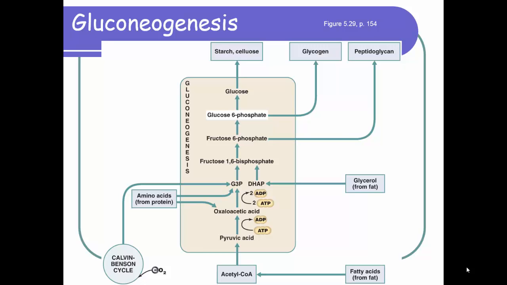Here we can take pyruvic acid, go back through a pathway to regenerate G3P, go back to fructose 6-phosphate, which can be converted to peptidoglycan for the cell wall in bacteria, glucose 6-phosphate, which can form glycogen as a storage form of glucose in muscle cells, back to glucose, string those together to form starch and cellulose.